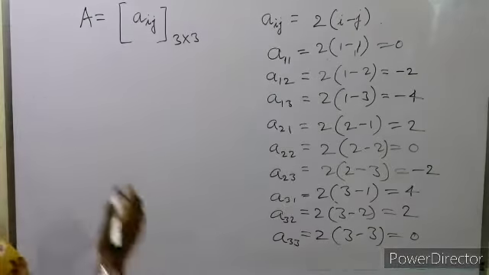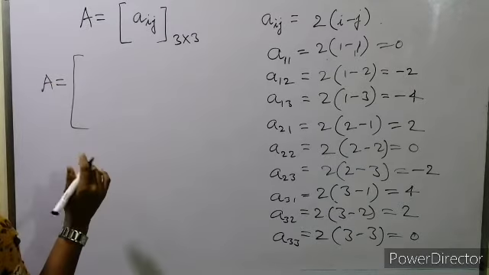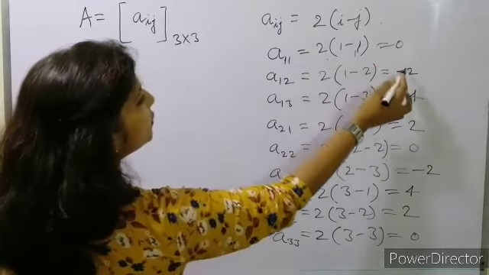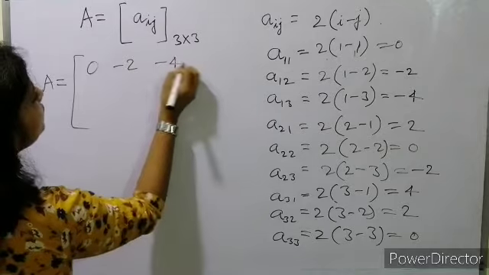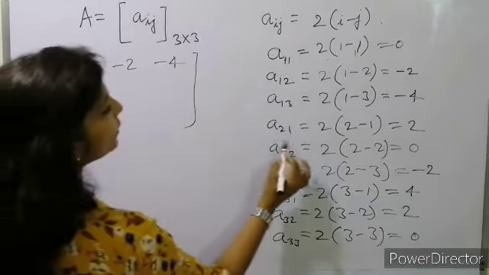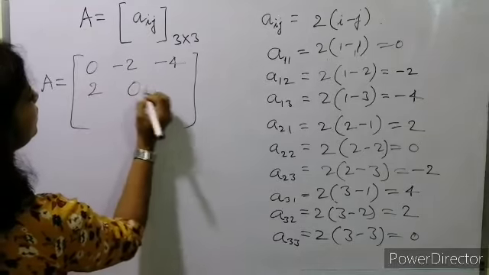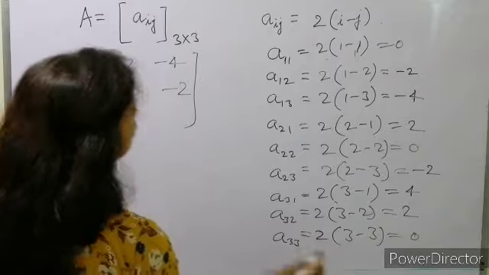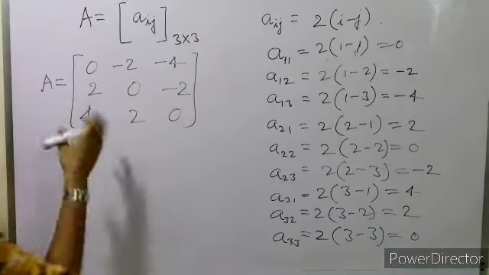Okay. Now we'll put these values. Matrix A will be 3 by 3. Row wise we write: first row 0 minus 2 minus 4, second row 2 0 minus 2, third row 4 2 0. So we'll check.